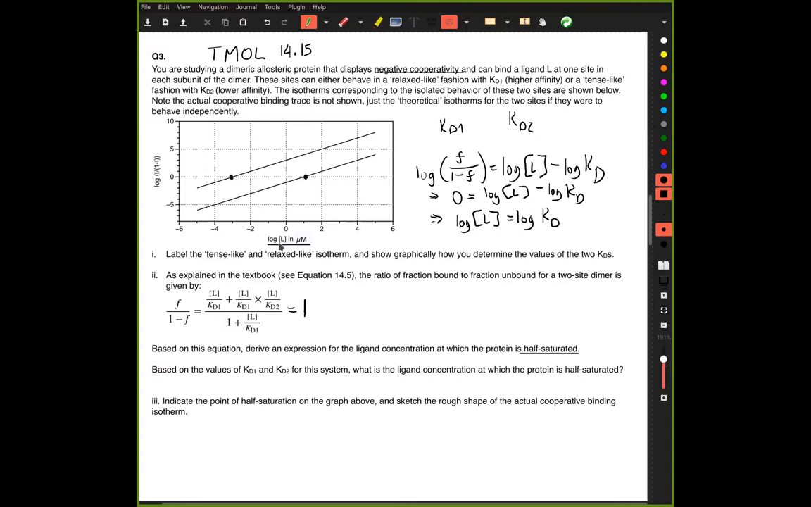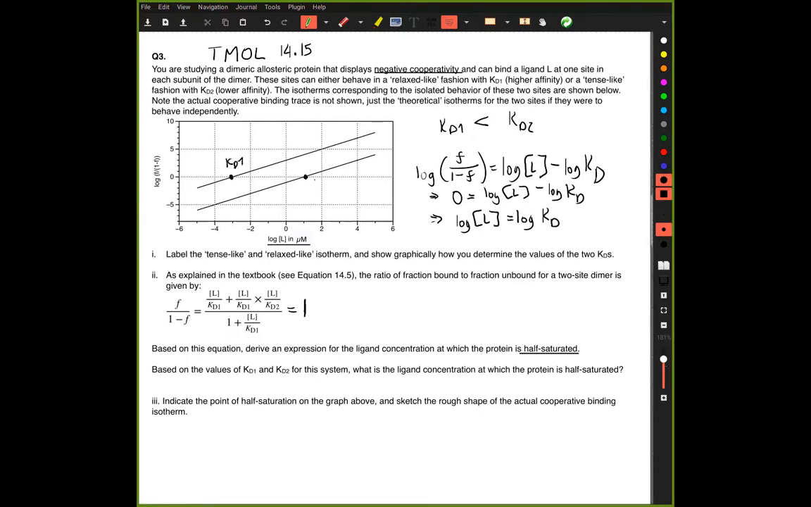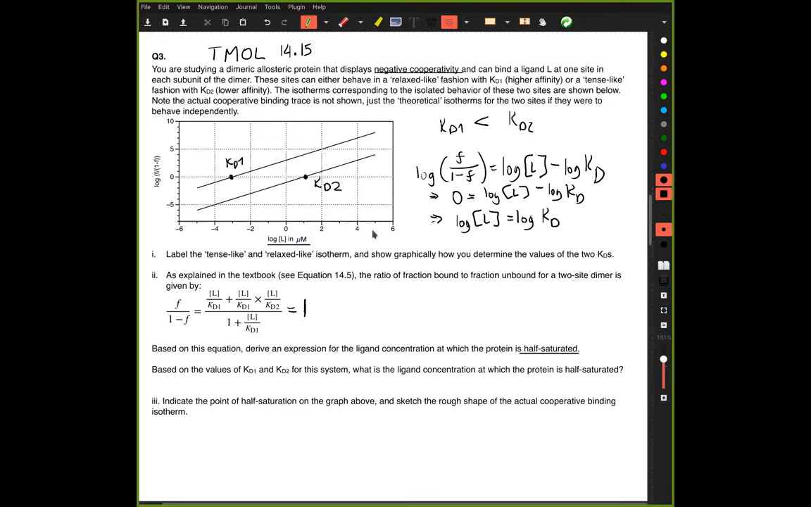And we know that the log concentration here corresponds to the log of the KD. So the KD corresponding to this point, for example, is about 10 to the third micromolar, and for here, it's about 10 to the negative third micromolar. Then we want to determine which KD each corresponds to. Again, we note that the protein displays negative cooperativity. As discussed in the previous portion, that means that KD1 is less than KD2, which means that this corresponds to KD1 and this corresponds to KD2.